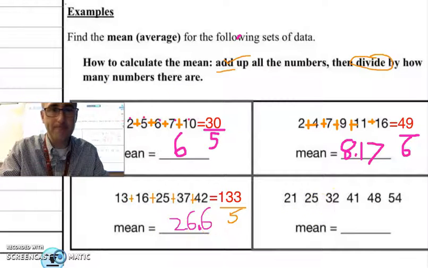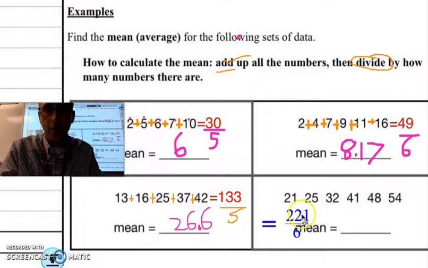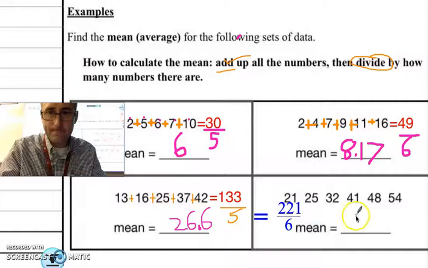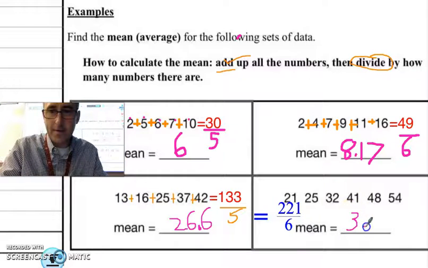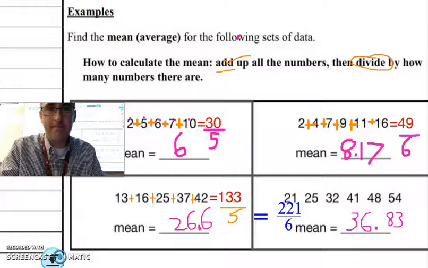You try this one. I got an answer of 221. I need to divide that by 6. Your answer is? That's right, 36 and 83 hundredths. Nice job. On to the next page.